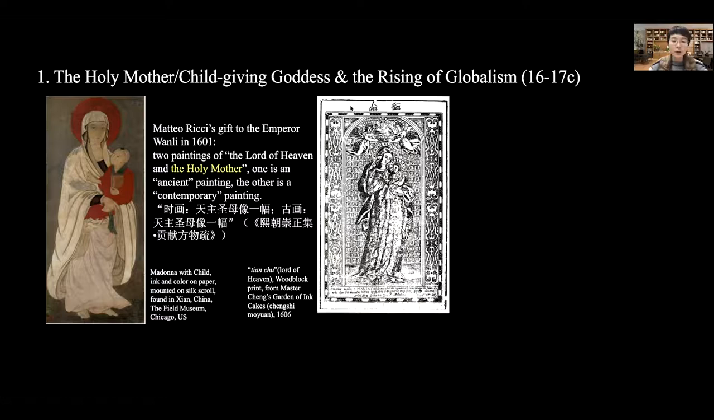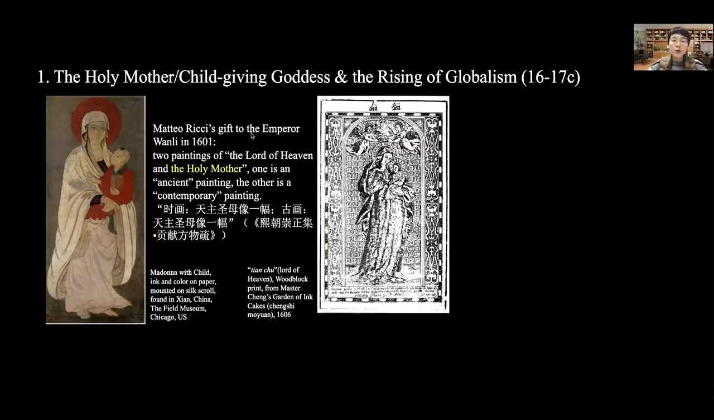Luckily, the right black and white one has a published date. It is from an illustration book in Nanjing in the early 17th century. Here, we can see the texts from official records. It is said Ricci's gift to the Emperor Wanli in 1601 included two paintings of the Madonna and Child. One is a so-called ancient painting. The other is called a contemporary painting. Some scholars propose that the words contemporary and ancient might refer to two icons of Madonna.